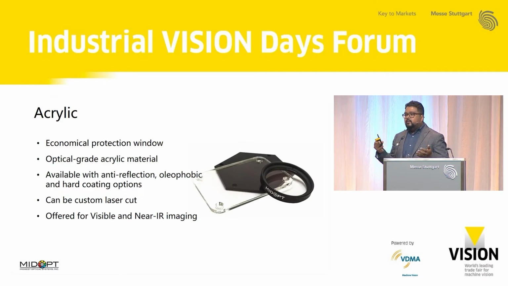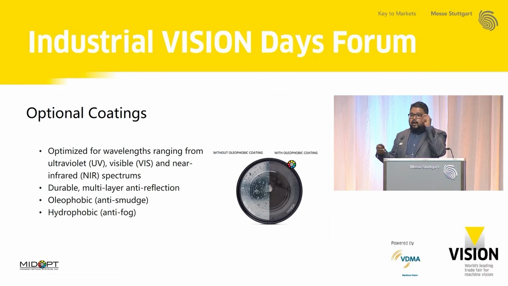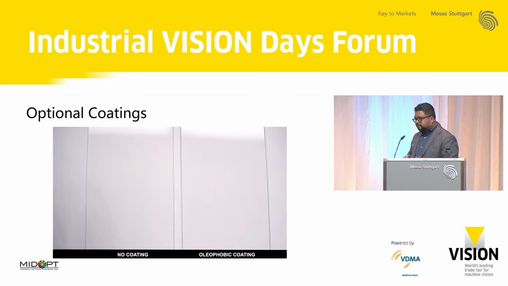Because it's much easier to work with, they can be laser cut to different shapes and sizes, and they can also have some filtering properties like blocking out infrared and passing visible. Optional coatings can also help, again, increase the robustness of that acrylic protection window. AR coatings help to increase the transmission of light. Oleophobic helps to prevent grease and smudges. Hydrophobic coatings can help with condensation buildup.